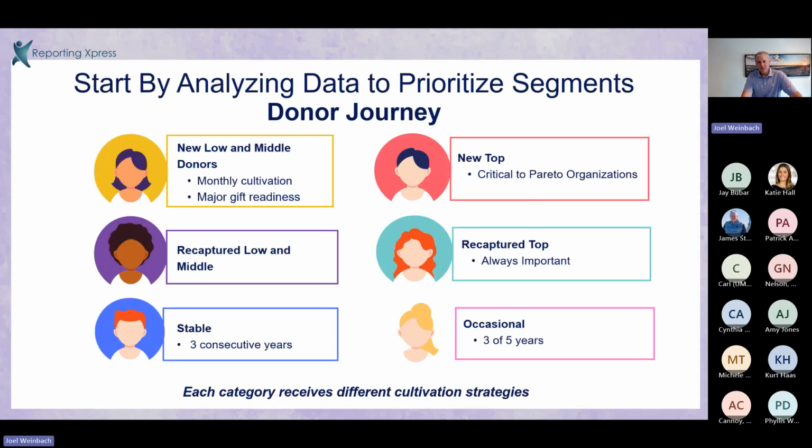First thing you want to do is analyze your donor journey, and we'll do that by segment. So we prioritize the segments we want to look at. Our new top and our recaptured top all the way over here. This is 80 or 90% of our revenue, so probably 60% of your effort's going to be spent there. The new low and the recaptured low and middle donors, that's your long-term pipeline, more the middle than the low, but the low is important. And then the stable donors, we kind of look at a little differently. They're your long-term consecutive year donors, and your occasional donors also can be valuable, particularly at the top level when they may make larger gifts sporadically.